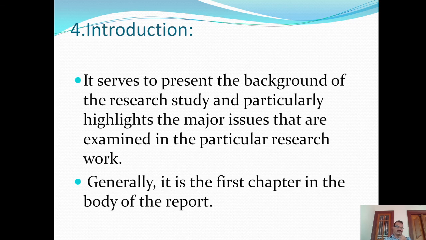Then introduction. It serves to present the background of the research study and particularly highlights the major issues that are examined in the particular research work. And generally, it is given as the first chapter in the body of the reports. Introduction chapter is given as the first chapter in the body of the reports.